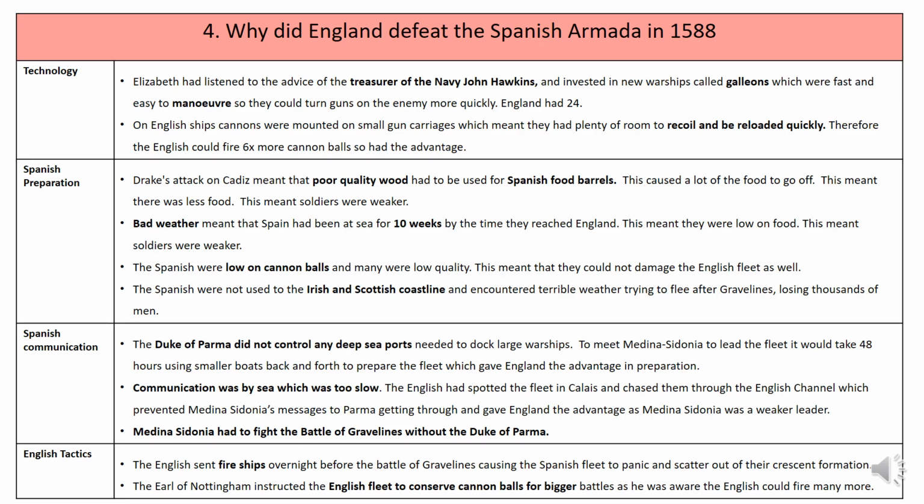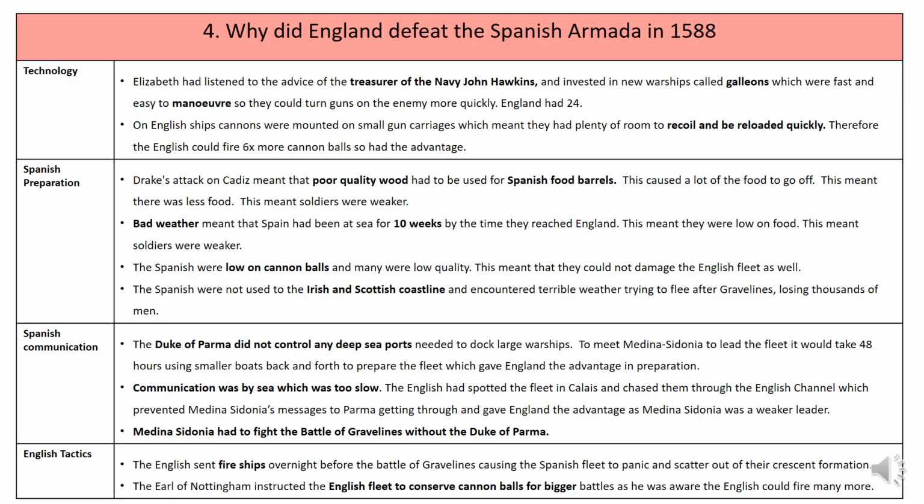Further, as they launched the Armada, they found themselves at sea for 10 weeks longer than they had planned. This all diminished the food resources that they already had. So it was 10 weeks of food that they hadn't accounted for. Again, this means that the soldiers are weaker, they're not going to fight as well. They are also low on cannonballs, and the ones they have aren't as good quality due to the actions of Drake. So this means that they cannot fire as many. They can't damage the English fleet as well as they might have had Drake not attacked.